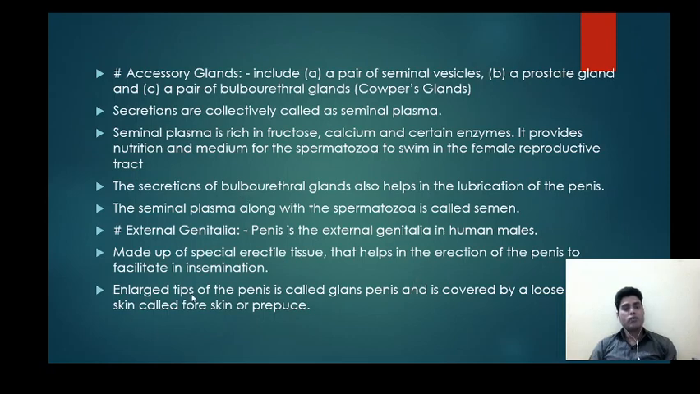And next we move to another part of the external genitalia, that is an enlarged tip which is known as the glans penis. This is a highly sensitive part of the male penis. It contains lots of nerve endings, and it is highly sensitive in nature, and it is covered by a loose fold of skin called foreskin or prepuce. So these are the different parts of the male reproductive structure. So thank you for today. So this is all about the various parts of the male reproductive system.